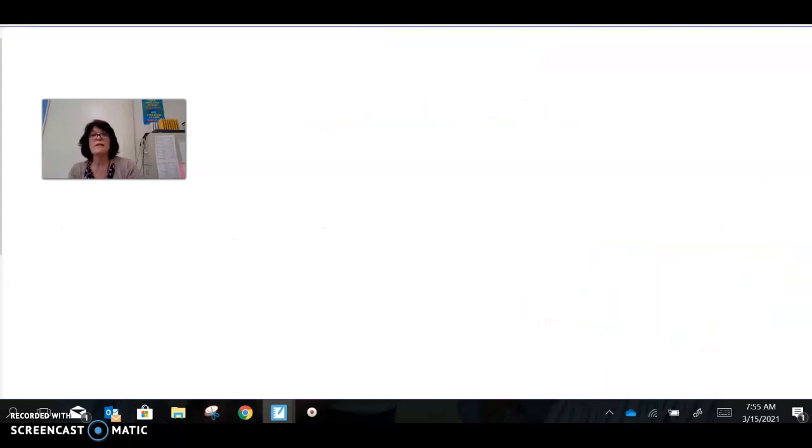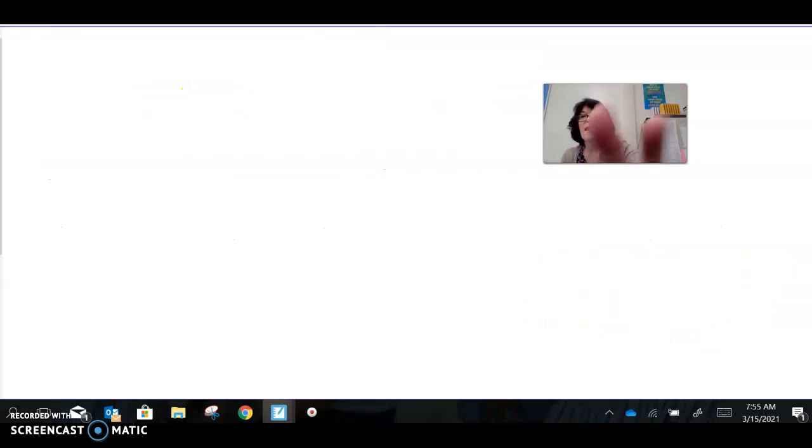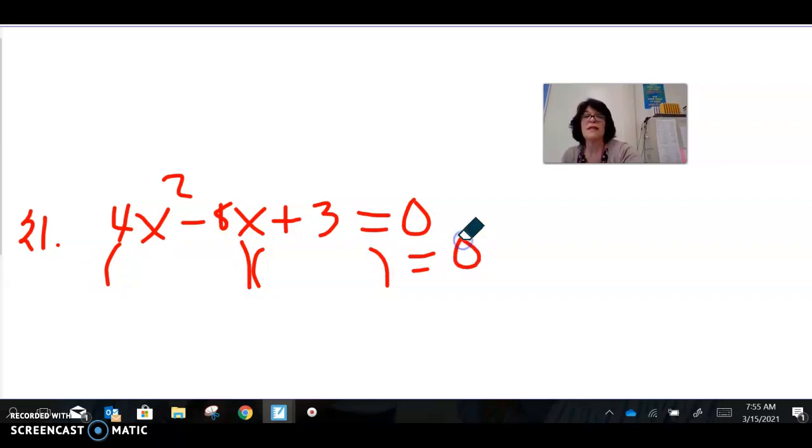Now, the next ones have to do with solving the equation. Whoops, I didn't even put them up here. The next ones, let's do, can we go down to 21? 21 is 4x squared minus 8x plus 3 equals 0. Okay, we're solving these.